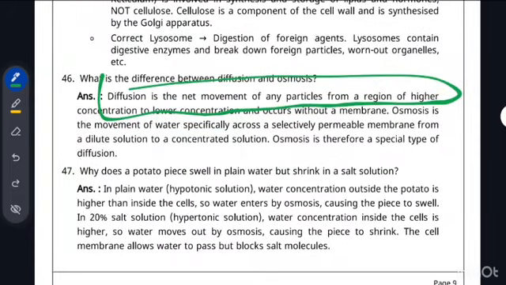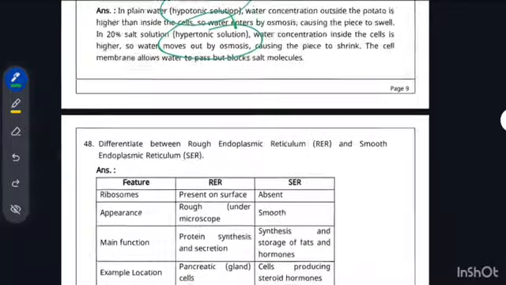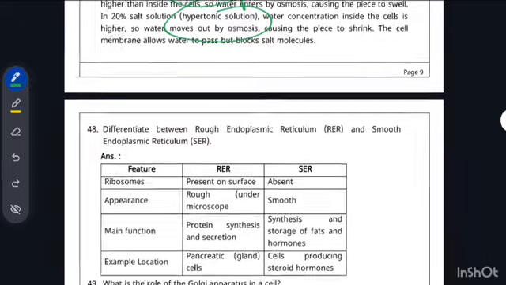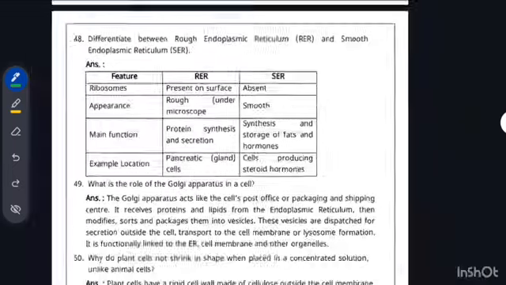Why does a potato peel swell up in plain water but shrink in a salt solution? You just have to explain the difference between hypotonic and hypertonic. Differentiate between smooth endoplasmic reticulum and rough endoplasmic reticulum on the basis of their function. We have already differentiated.